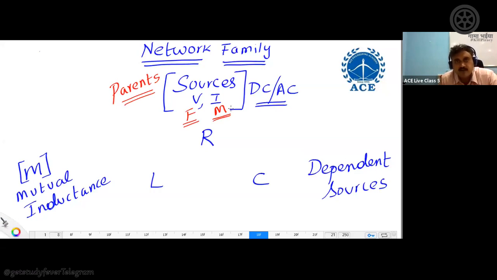Okay, so that is why we are made very lazy. Anyhow, both are working only. I have to consider them as working only, father and mother. R is like son. L and C are daughters.